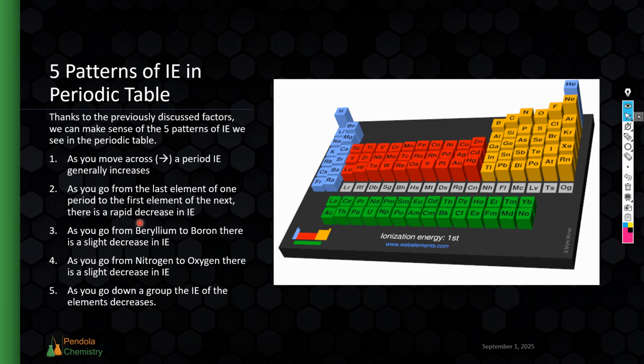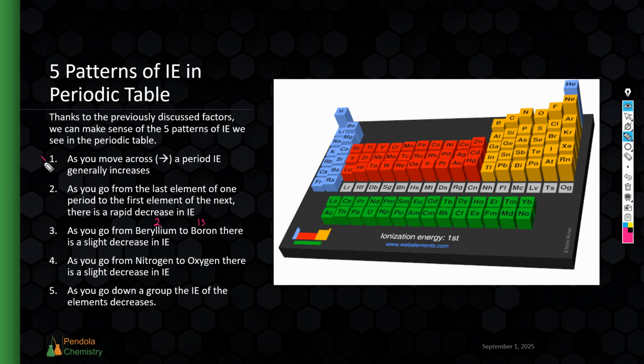Number 3, as you go from beryllium to boron, and realistically speaking, this is actually a more general trend or exception. As we go from beryllium, which is in group 2, to boron in group 13, we're going to get a slight decrease in ionization energy. So this is not a trend, this is an exception.